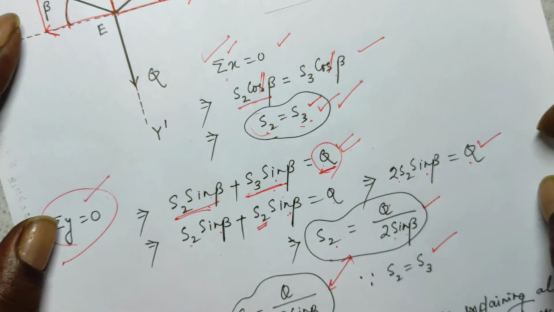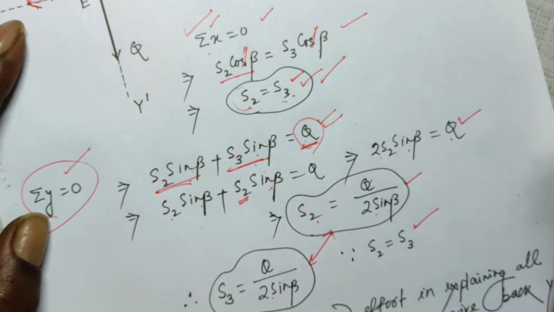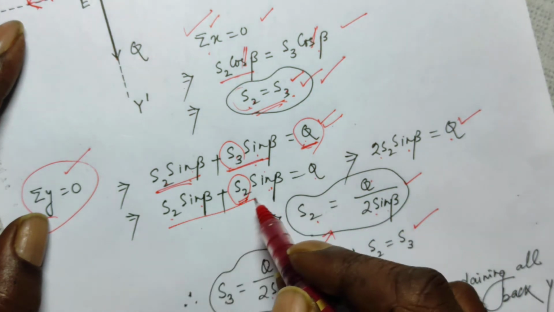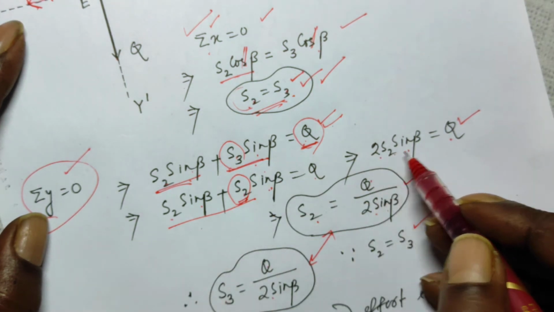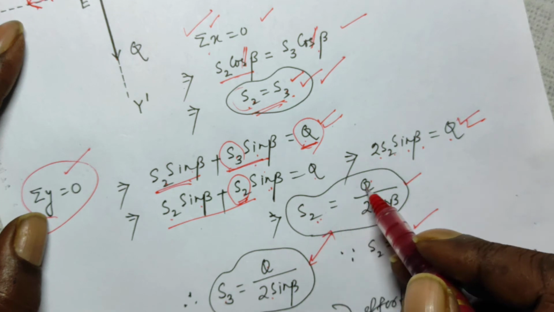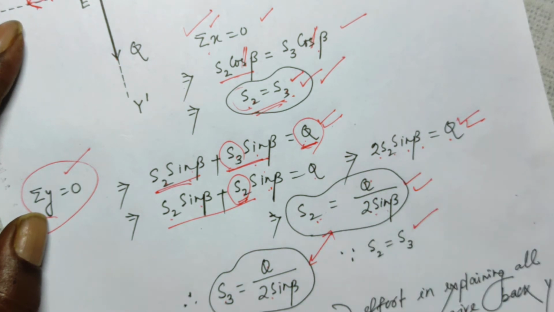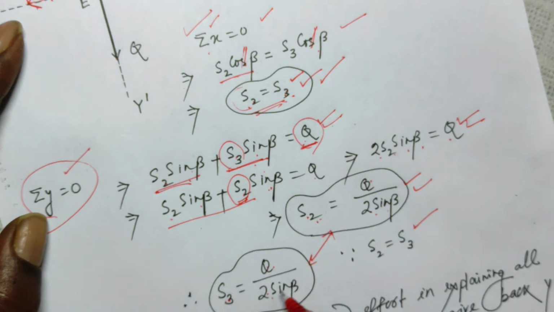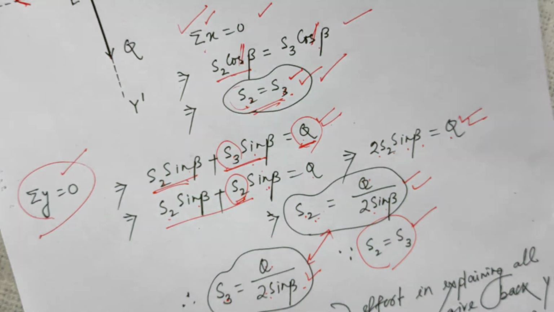Now since S2 is equal to S3, which I just explained here, for S3 I put S2, so this becomes 2 S2 sine beta is equal to Q, so S2 is equal to Q over 2 times sine beta. And since S2 is equal to S3, this also is Q over 2 times sine beta.